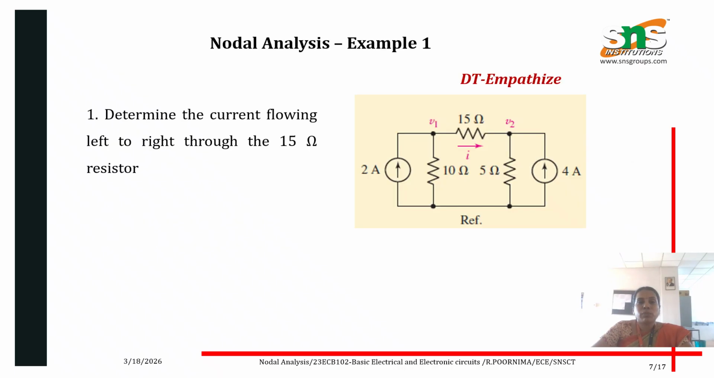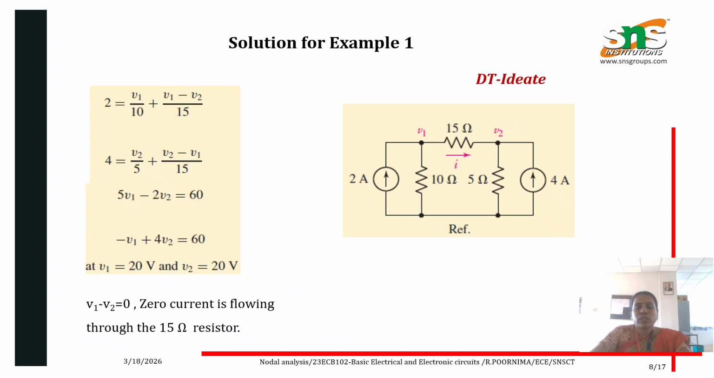Let's see an example for nodal analysis. Determine the current flowing left to right through the 15 ohm resistor. For this given circuit diagram, we need to find the current I. For this, we need to write the KCL equation. Node 1 is marked as V1 and node 2 is marked as V2. For node 1, write the KCL equation.